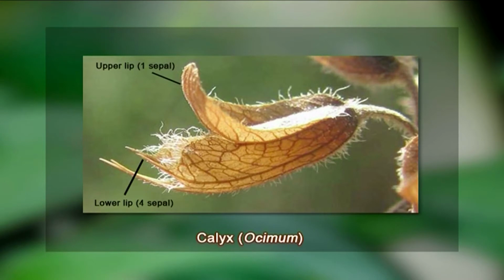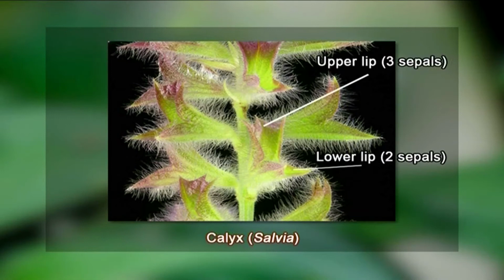They can be in different arrangements. They can be 1 by 4, that means 1 lip by 1 sepal and the second lip by 4 sepals. The example is ocimum. Or these 2 lips can have the arrangement called 3 by 2. Example is salvia.